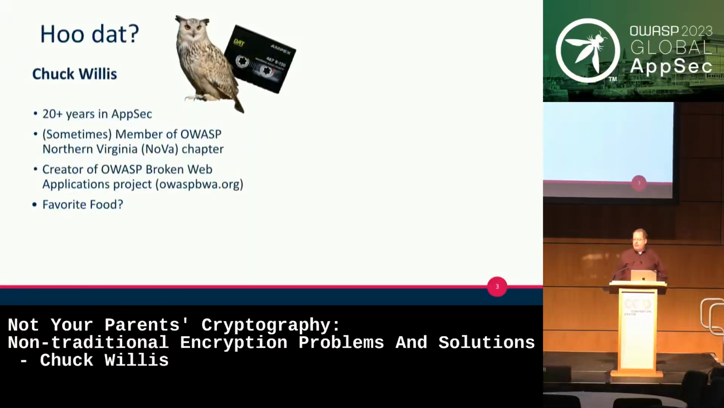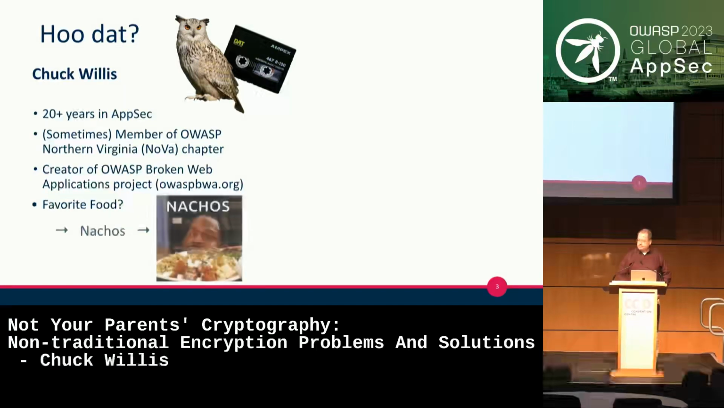So who am I? I'm based in Maryland. I'm an advisor for Ubiq Security, and I was also the creator of the OWASP Broken Web Apps project, which I need to pick up and dust off at some point. Sometimes I go to the Northern Virginia or DC or Maryland meetings, and my favorite food, if you're wondering, is nachos.